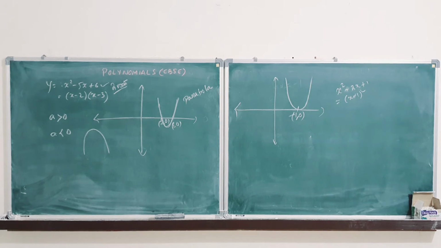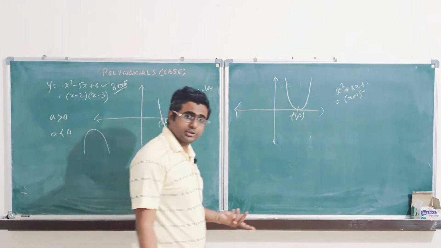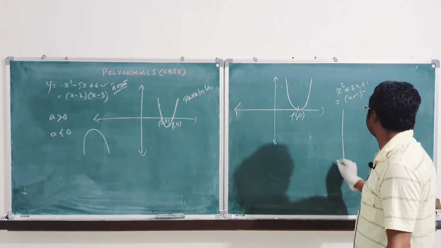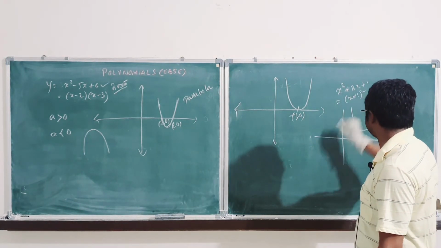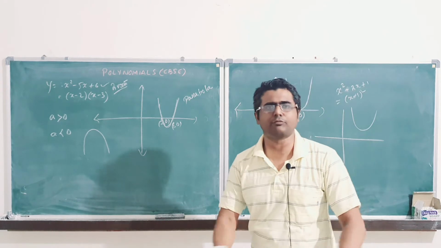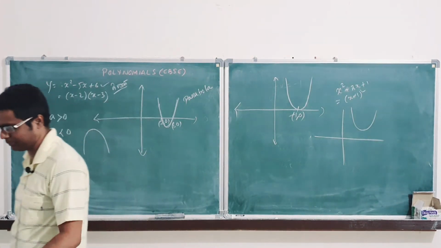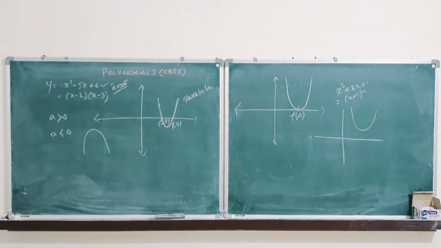Can a polynomial have no zeros? Yes, it is possible. For second degree, it is definitely possible. How? Just see this. If I draw a curve like this, it is never going to touch the x-axis, it will have no zero. That is, it doesn't have any factors like that. Okay? It is possible. Okay? No zeros are possible.